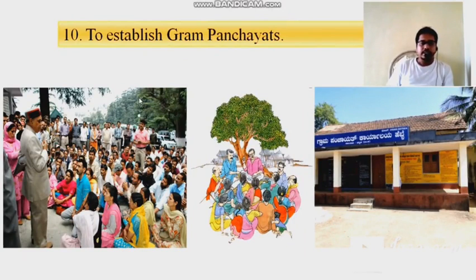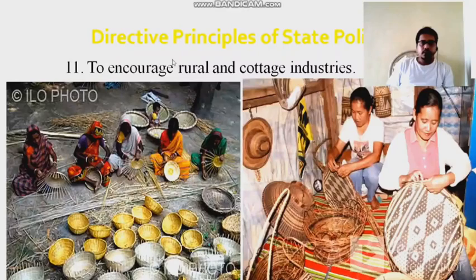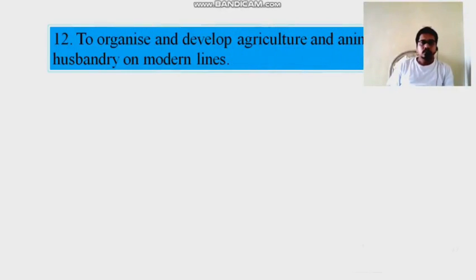Next one, to establish Gram Panchayat. There are three tiers in local government. I think you learned this in your 8th standard. That is nothing but Gram Panchayat, Taluk Panchayat, and Zilla Panchayat. Taluk Panchayat looks after the Taluk. Gram Panchayat looks after the Grama, or village. This is nothing but the decentralization of power. To look after each and every village, there is a Gram Panchayat established over there, and the Gram Panchayat has authority and power over its village for the development of the village.